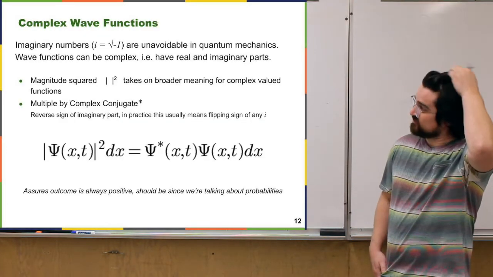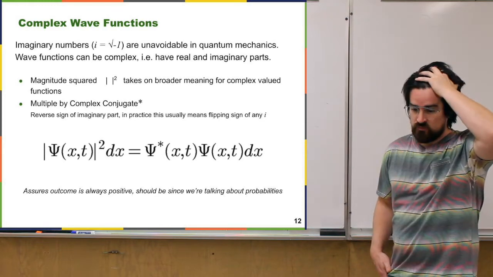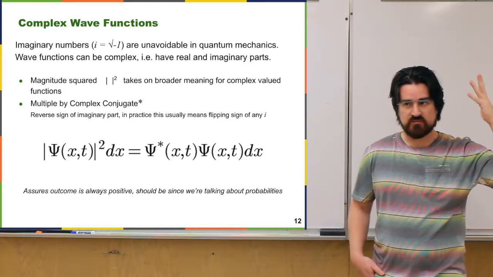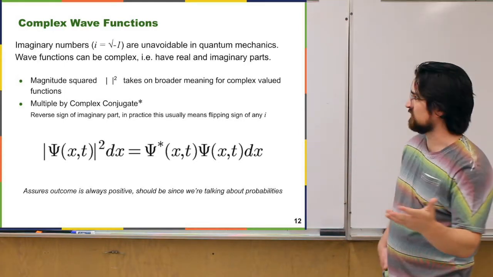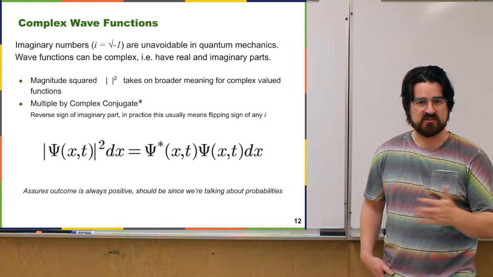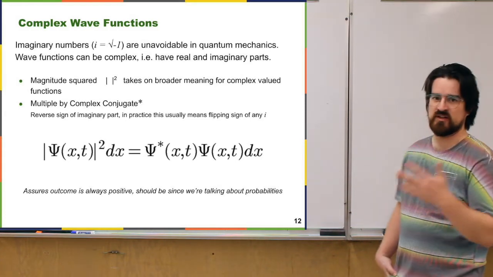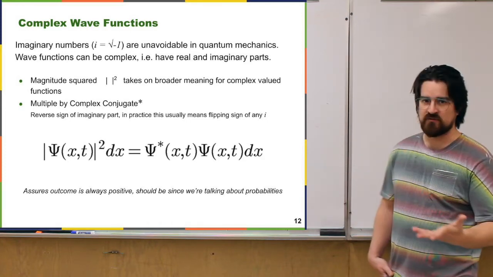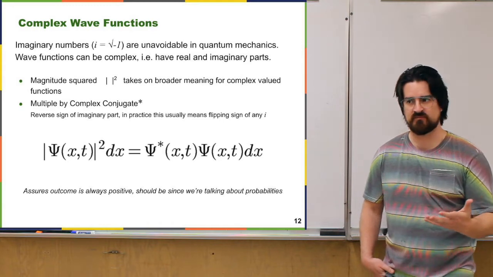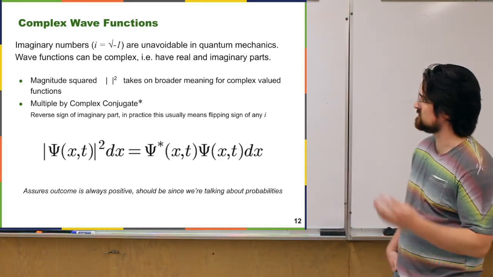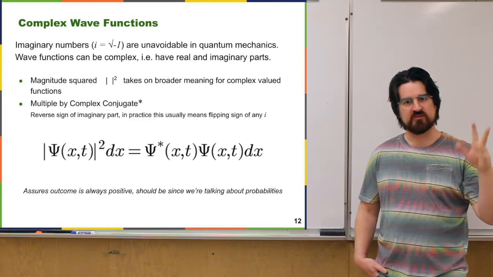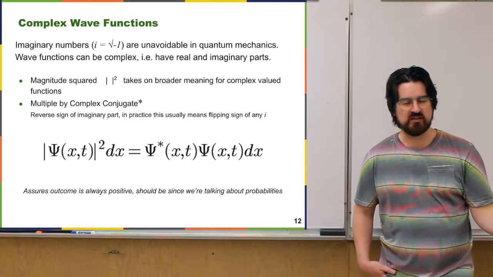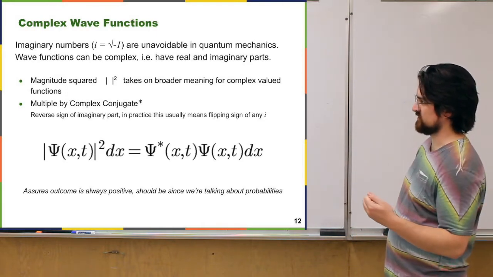Okay, so back to more of the particulars about wave functions. One thing that happens in quantum mechanics, just to tell you that the number i, being the square root of -1, is just unavoidable in quantum mechanics. Whatever you do, you end up with the square root of -1 somewhere. And so it just turns out that wave functions in general can be complex functions, meaning they have real and imaginary components. This whole square of the magnitude of the wave function then takes on a broader meaning for complex valued functions.